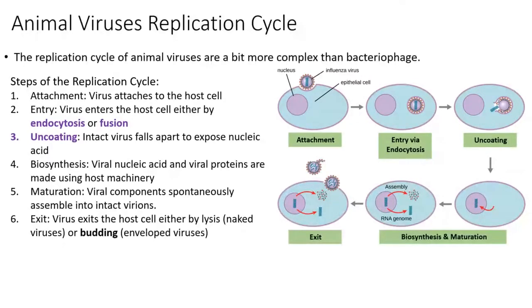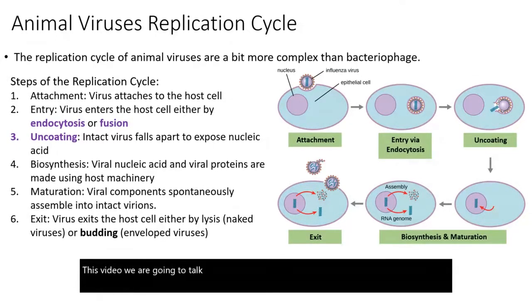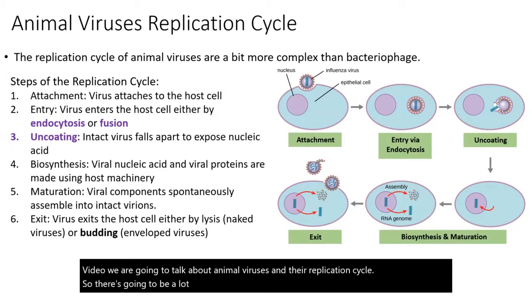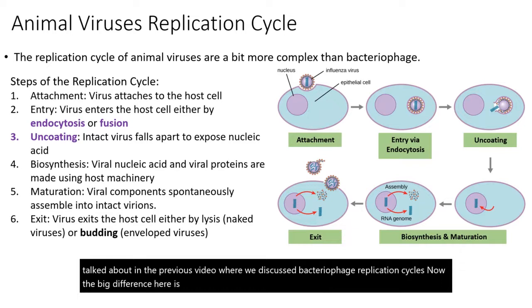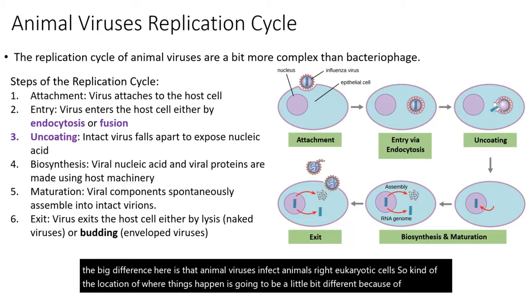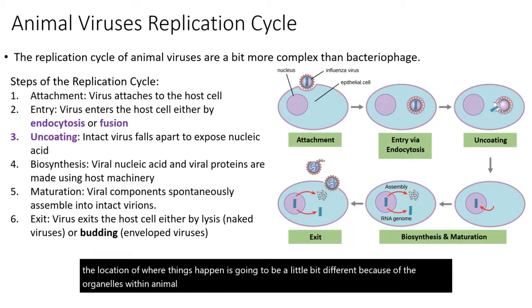In this video, we are going to talk about animal viruses and their replication cycle. There's going to be a lot of similarities between what we talk about now and what we just talked about in the previous video where we discussed bacteriophage replication cycles. Now, the big difference here is that animal viruses infect animals, right? Eukaryotic cells. So the location of where things happen is going to be a little bit different because of the organelles within animal cells. But the overall gist is going to be very similar, okay?